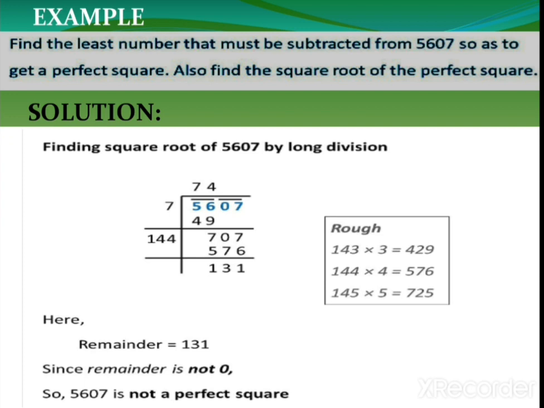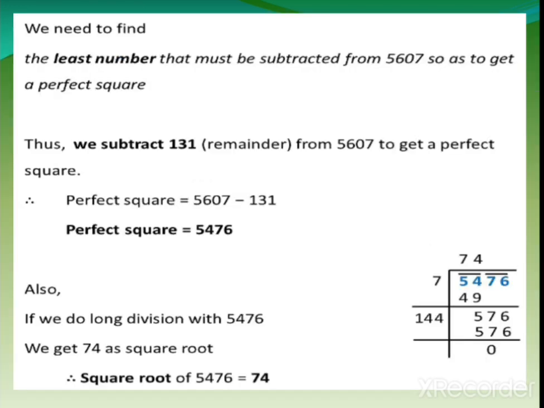Now the question arises, if this is imperfect, how are you going to make it a perfect square? For that, what you're going to do? You're going to subtract 131 from the original number and the result will be a perfect square, as you can see how it is done.